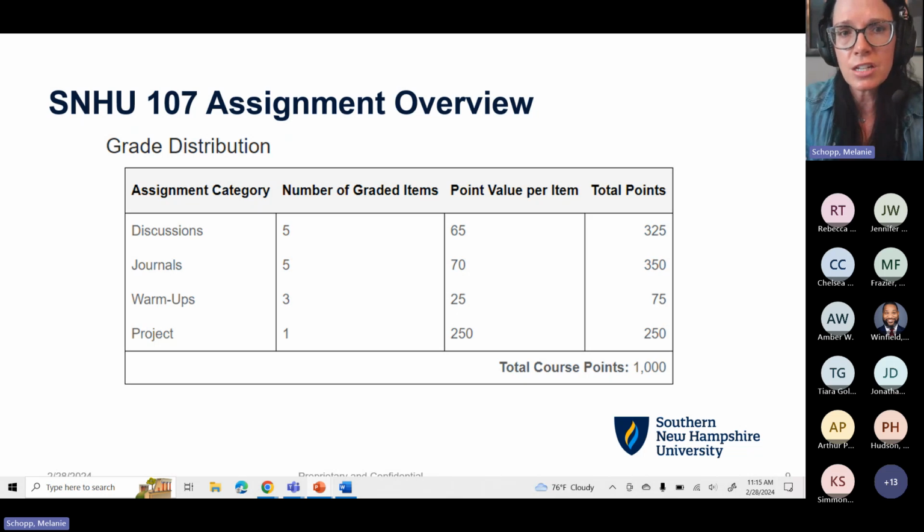So as we transition into talking about SNHU 107, I just wanted to go over quickly what your SNHU 107 course is going to encompass. You're going to have 5 discussion assignments. A discussion assignment is when you will be asked a series of questions and you need to answer those questions with your thoughts, utilizing your own personal experiences and the reading assignments or the concepts we've covered in the class. You're going to have 5 of those.